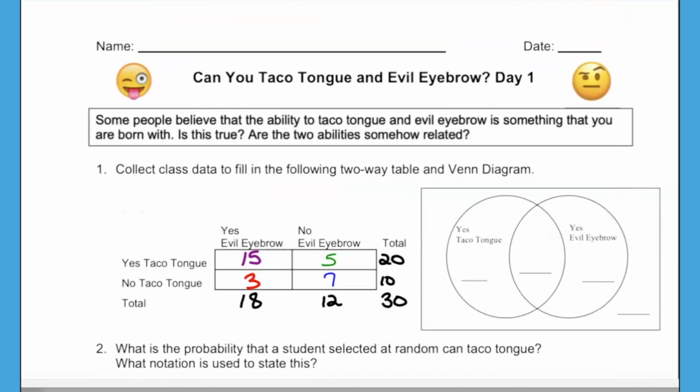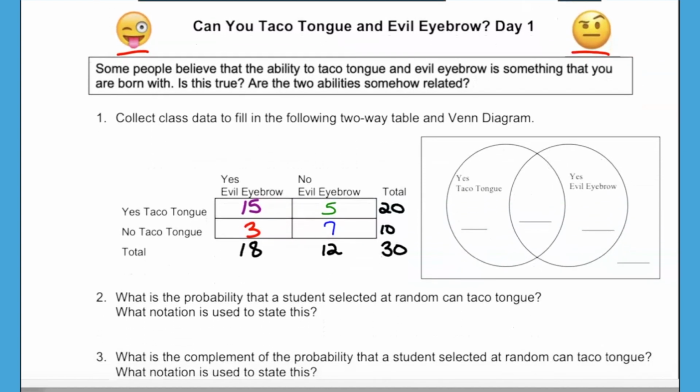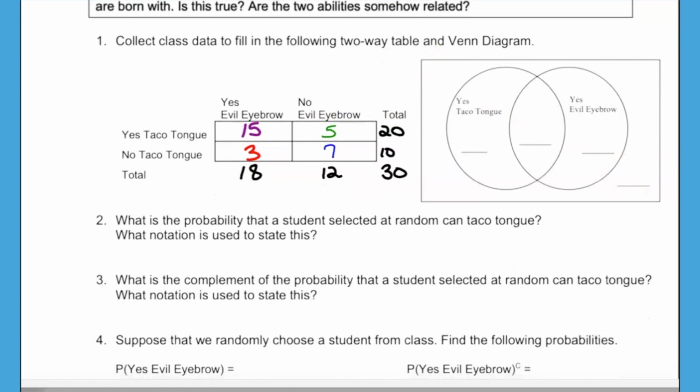What we're going to do first is have a data collection activity determining whether students have the ability to taco tongue or evil eyebrow. Students will work in pairs and be each other's judge to determine whether or not that partner can taco tongue or evil eyebrow. Then that data will be collected in a two-way table, and we're going to give the students the opportunity to work questions 1, 2, and 3 in their groups, and they're going to make the connection from the two-way table to the Venn diagram.